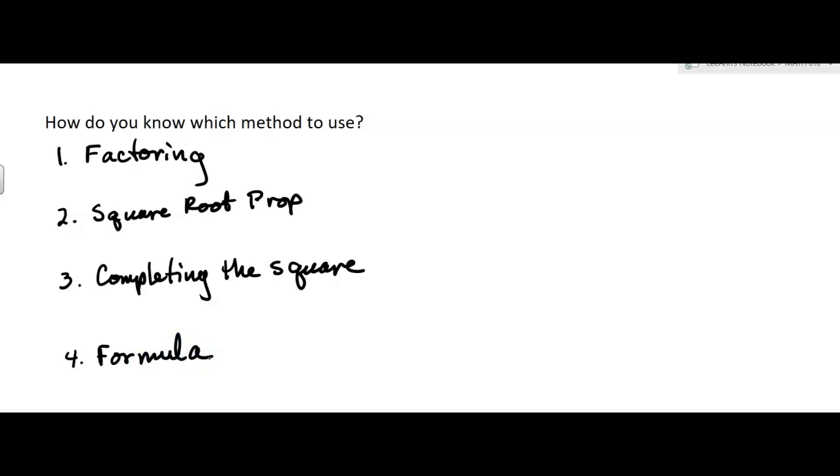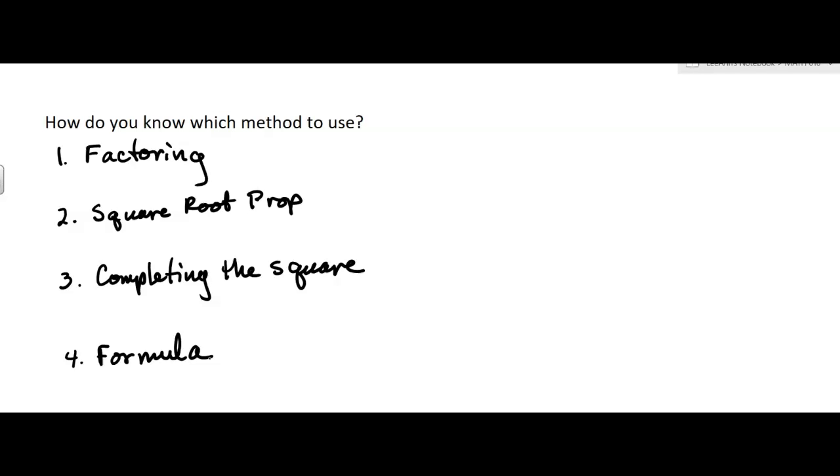Now, some students are like, oh, that formula, that'll always work. Well, you can always use the formula, but it is not always the easiest method. There are times when you could get the answer so much quicker if you just used one of the other methods. So how do you know?